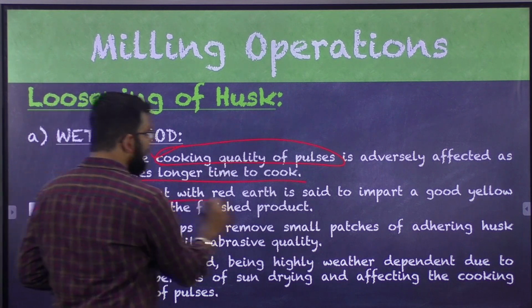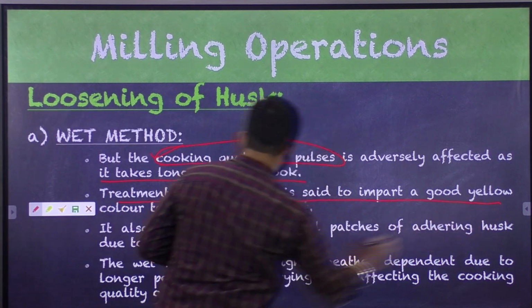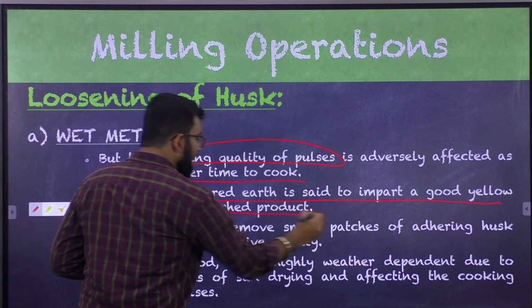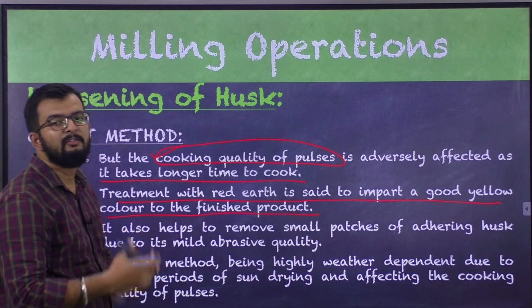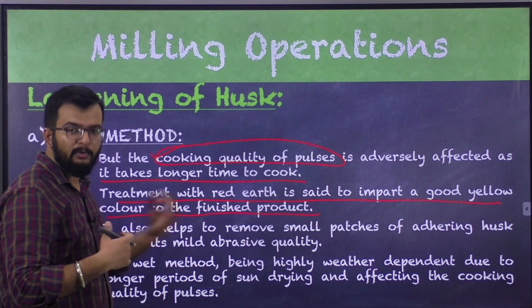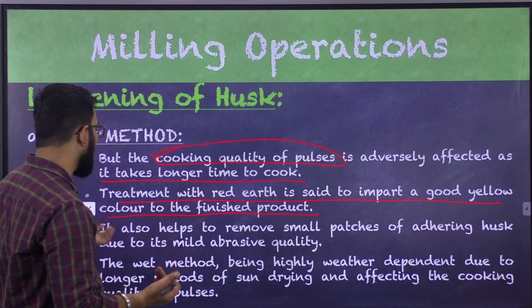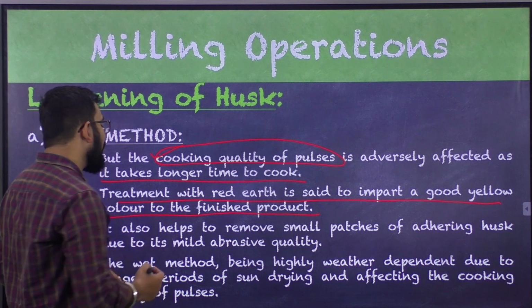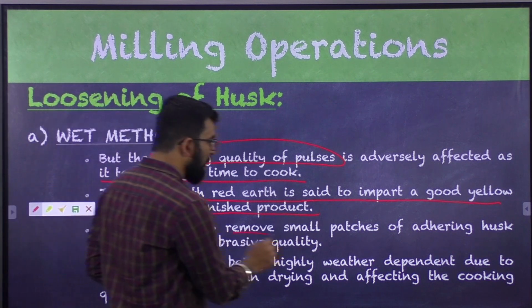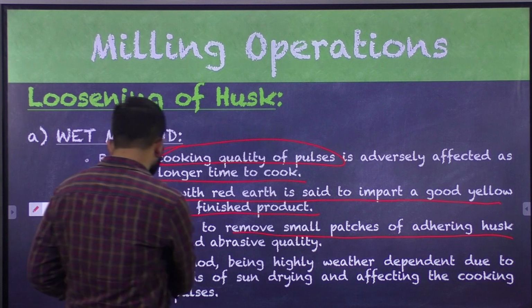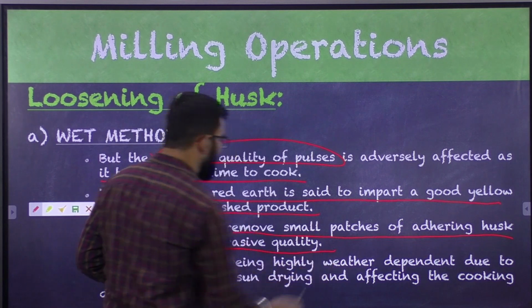Treatment with red earth is said to impart a good yellow color to the finished product. When we soak it or mix it with red earth for several hours, it gives a yellowish color to your pulses, to the finished product. It also helps to remove small patches of adhering husk due to its mild abrasive quality.